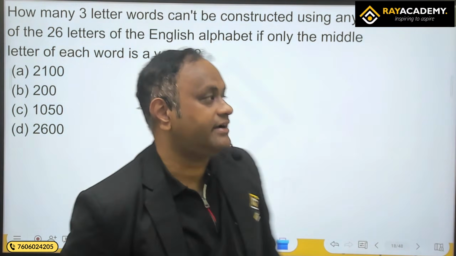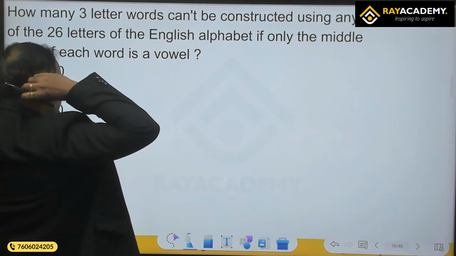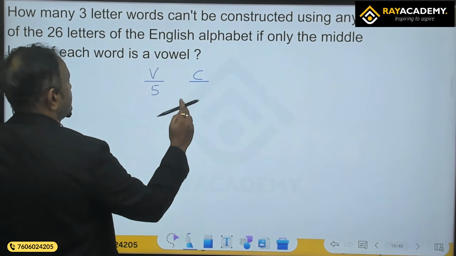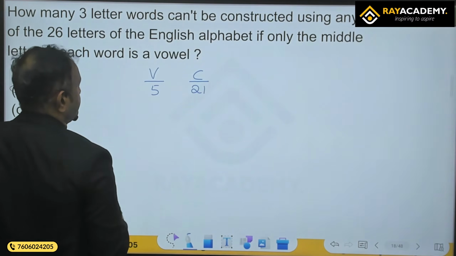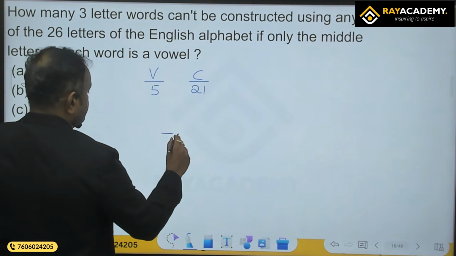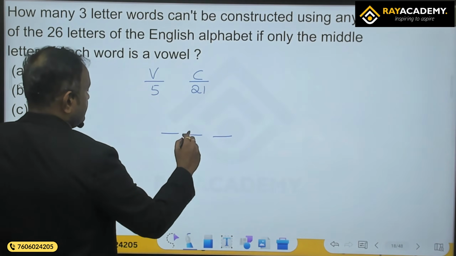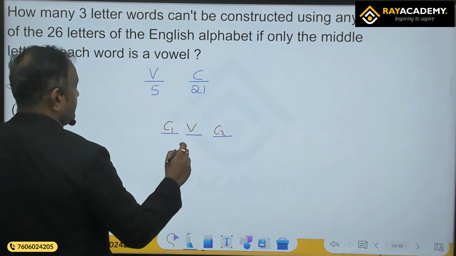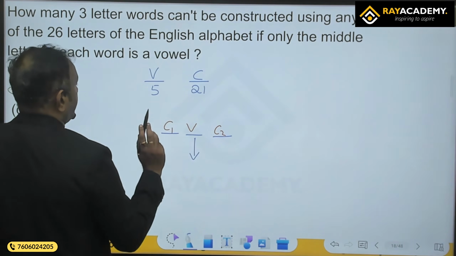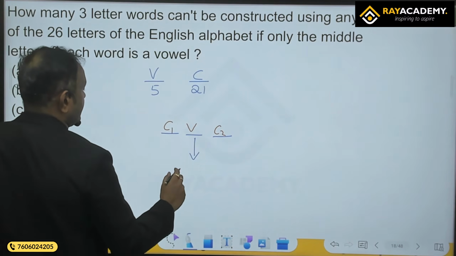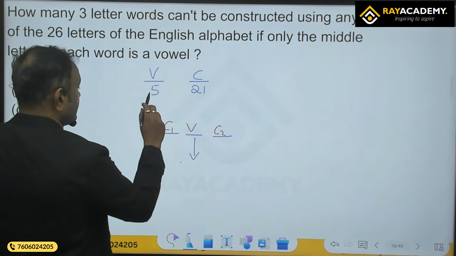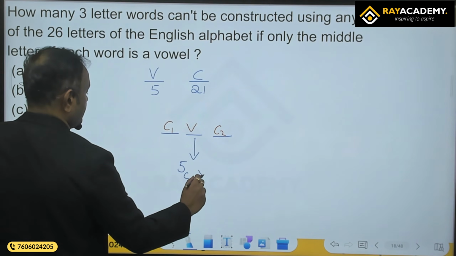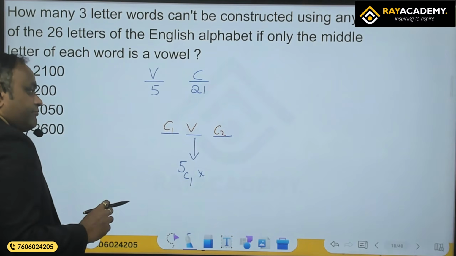So let us divide. How many vowels are there in the English alphabet? There are 5 vowels. How many consonants are there? There are 21 consonants. Now this is the word: this is the vowel, this is consonant 1, this is consonant 2. First you consider this part. There are 5 vowels, so choosing one vowel for the second place can be done in 5C1 ways. So this is the selection of the vowel we have done.